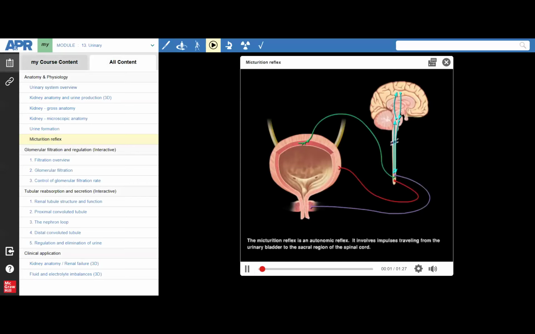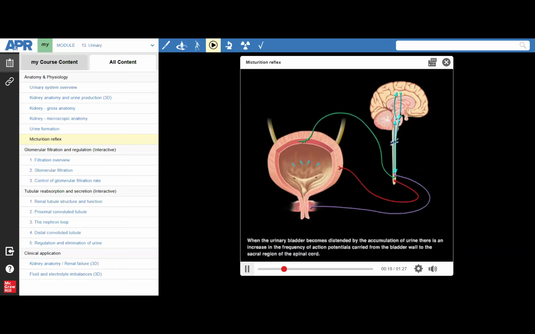The micturition reflex is an autonomic reflex. It involves impulses traveling from the urinary bladder to the sacral region of the spinal cord. So remember, autonomic means automatic without voluntary control. So this does tie into what we covered in the nervous system. It is coordinated by neurons in the spinal cord and can be influenced by signals from the brain.